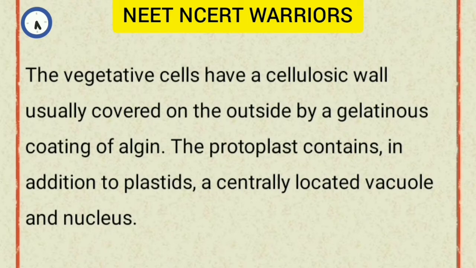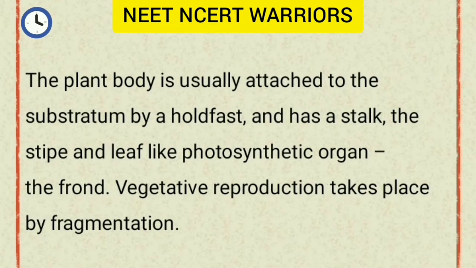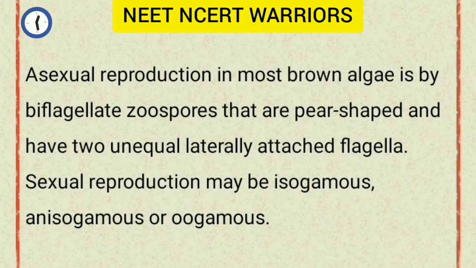The vegetative cells have a cellulosic wall usually covered on the outside by a gelatinous coating of algin. The protoplast contains, in addition to plastids, a centrally located vacuole and nucleus. The plant body is usually attached to the substratum by a holdfast, and has a stalk, the stipe, and leaf-like photosynthetic organ, the frond. Vegetative reproduction takes place by fragmentation. Asexual reproduction in most brown algae is by biflagellate zoospores that are pear-shaped and have two unequal laterally attached flagella. Sexual reproduction may be isogamous, anisogamous or oogamous.